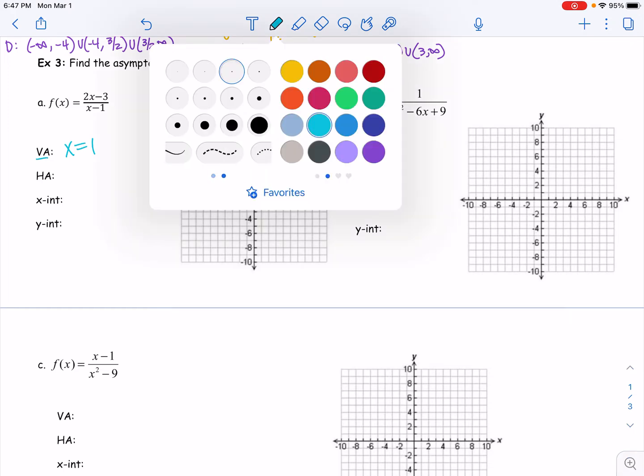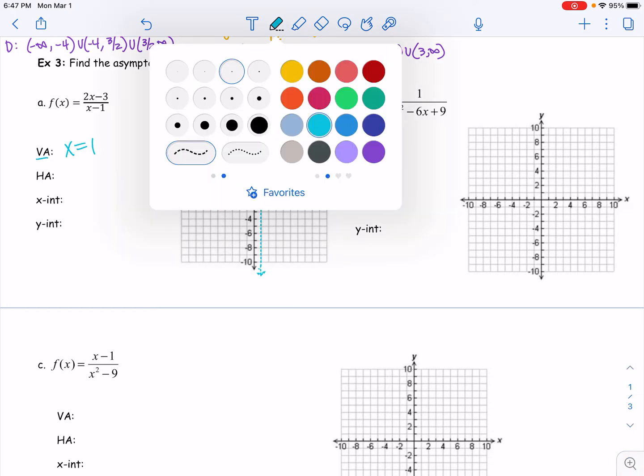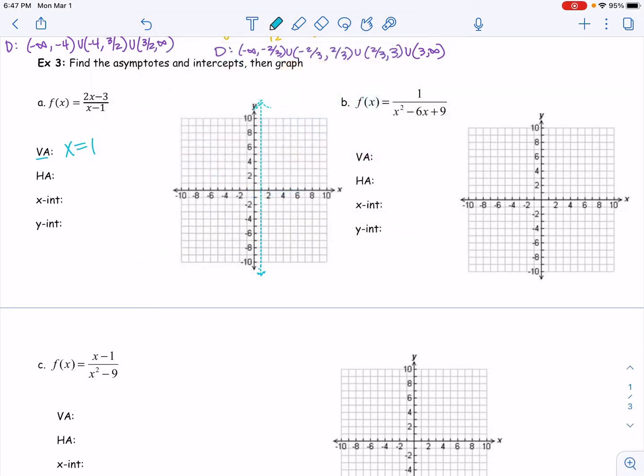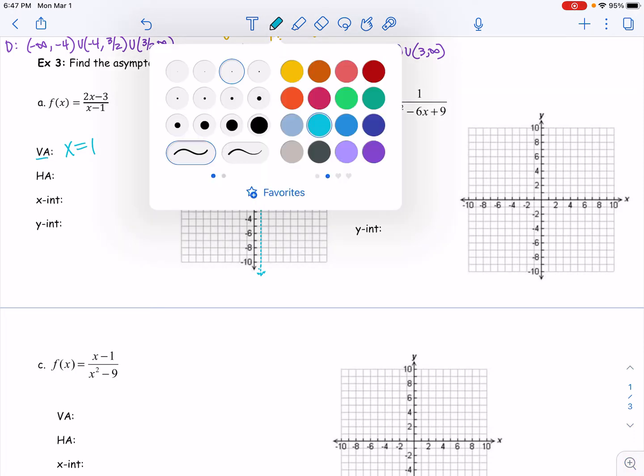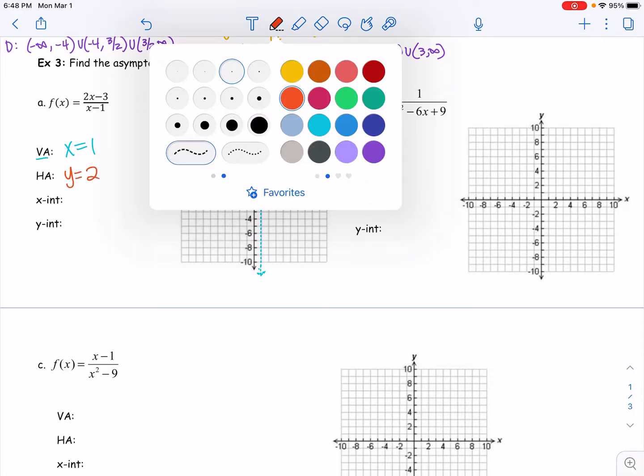I'm going to always use a dashed line or a dotted line, depending on what you prefer, for the asymptotes. And thankfully, Notability has that feature now built in for us, which is so cool. Okay, now we have horizontal asymptotes. Horizontal asymptotes are when I compare the degree of the top and the bottom. The degree of the top here is 1. The degree of the bottom is also 1. So because they're the same, I divide my leading coefficients. 2 divided by 1 is 2. So my horizontal asymptote is at y equals 2.